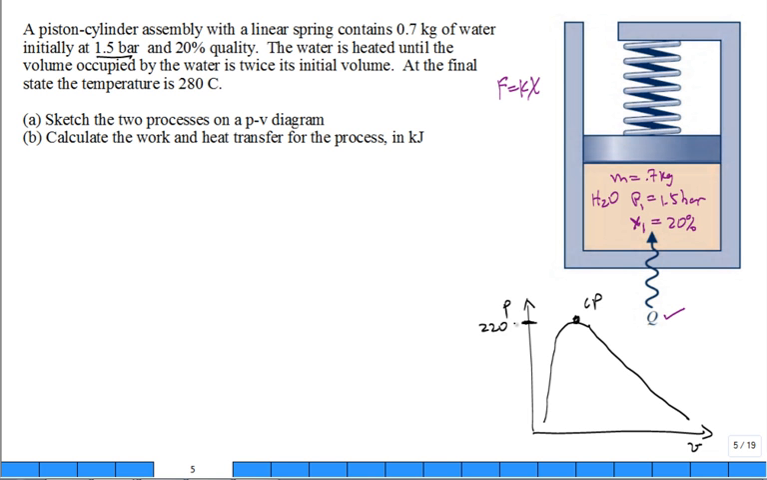220 bar. Guess where we're at? 1.5. We're way down here. We are way down there, aren't we? And we're 20% quality. So where are we at? Down there. Okay, I was going to ask a clicker question, but I didn't think of it in time. I gave it away, so it's a dud. But there you are.